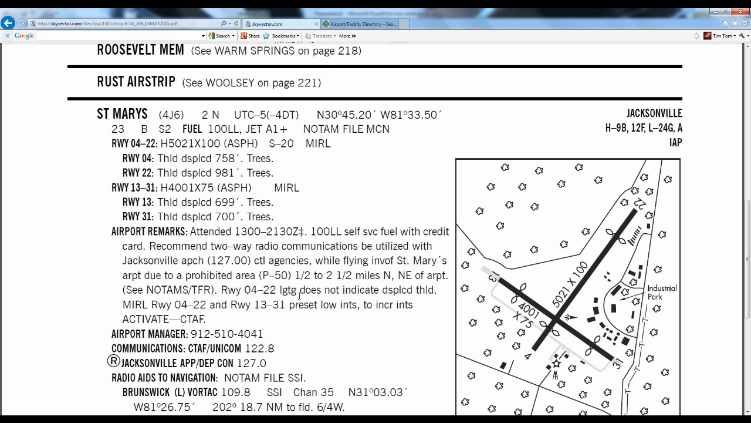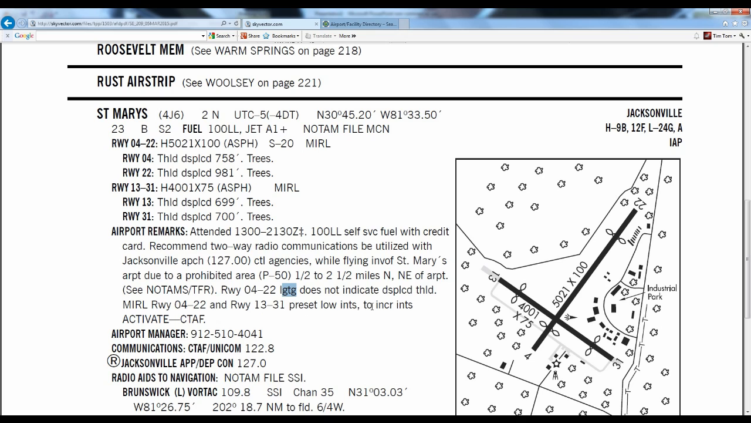What other stuff we got? Runway 4-22, LGTG does not indicate displaced threshold. Okay, what that means, I'm guessing, is the lights don't indicate a displaced threshold. So runway lights are regulated. Displaced threshold lights are normally red for the direction of the displaced threshold. What that tells us is that they're not. So the displaced threshold is not indicated by the runway lights here.